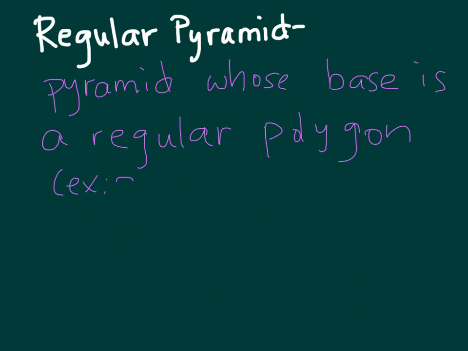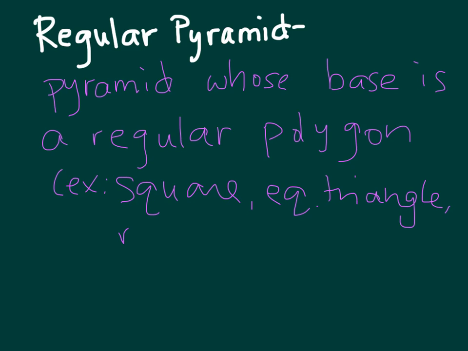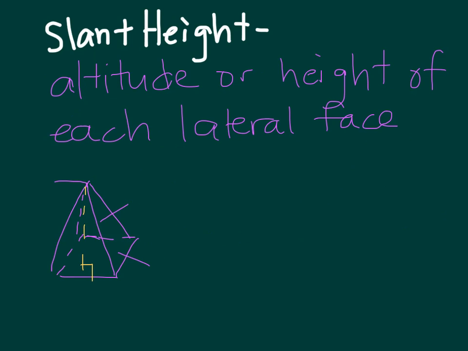So that could be, for example, a square. It could be an equilateral triangle. It could be a regular hexagon. It can have any amount of sides, but they all have to be equal and the angles have to be equal. Okay?